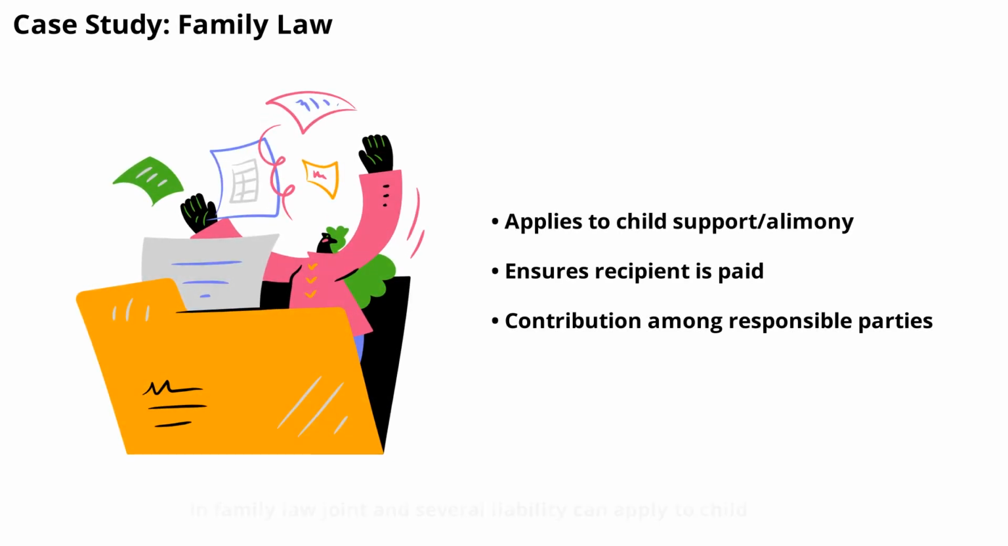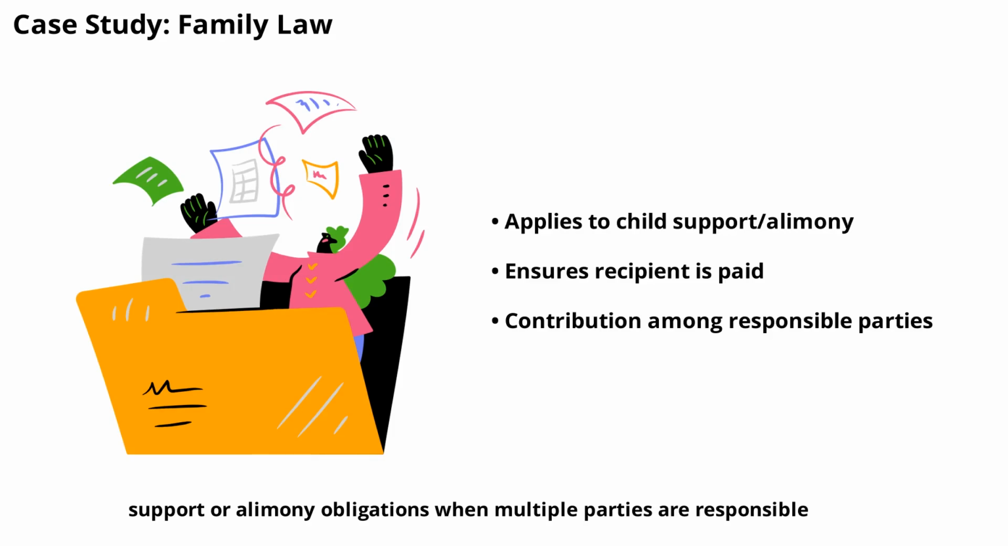In family law, joint and several liability can apply to child support or alimony obligations when multiple parties are responsible. This ensures that the recipient receives the full amount owed, even if one responsible party cannot pay. The paying party can then seek contribution from the others.